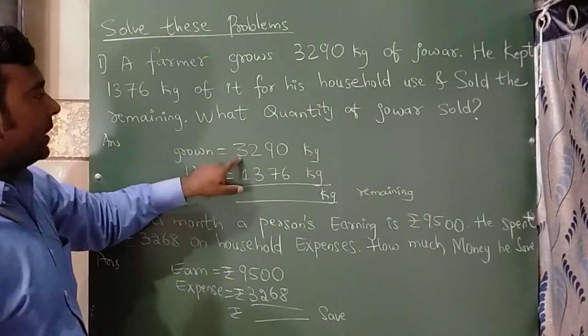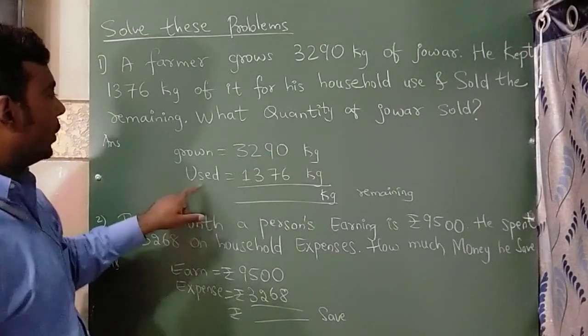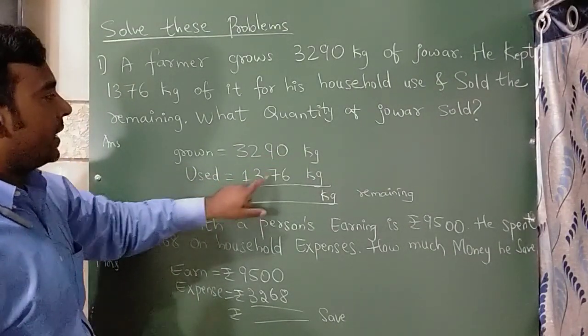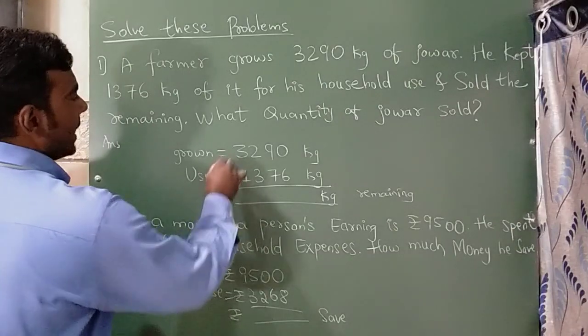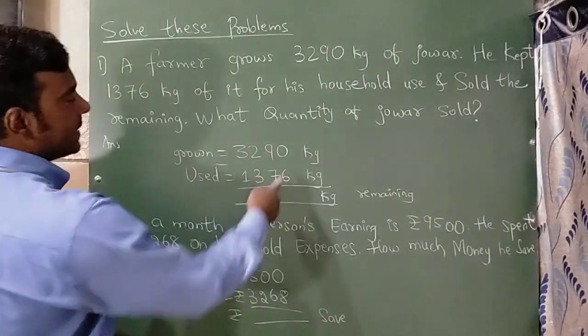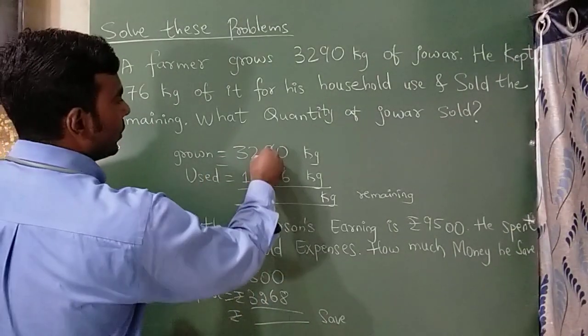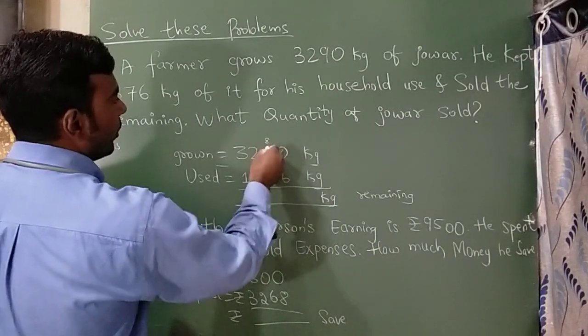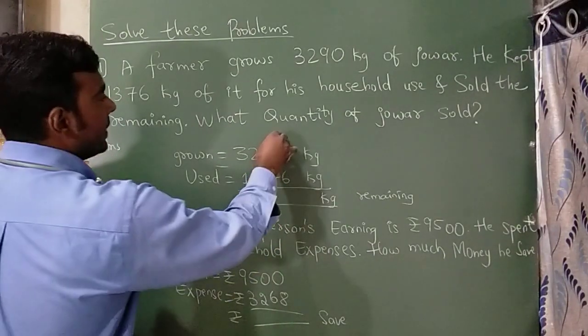Now he has grown 3290 kg. Used how much? 1376. So you need to subtract this. So 0 minus 6, it cannot be. So what I am going to do? I am going to borrow. So if I borrow, this will become 8, 1 less, and this will become 10.